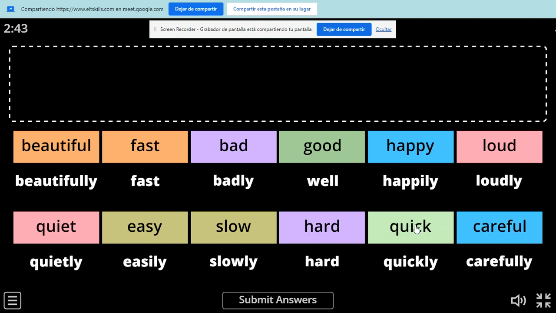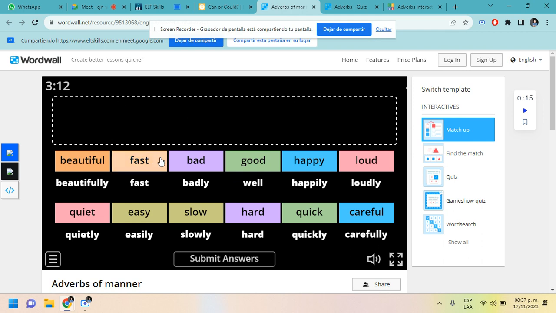Quick. Rápido. Quick es como fast. Quickly. Rápidamente. Careful, como adjetivo, as adjective, cuidadoso o cuidadosa. And carefully, cuidadosamente. ¿Ok? Ya, yeah, ¿cómo lo usamos? Let's use it, ¿ok?